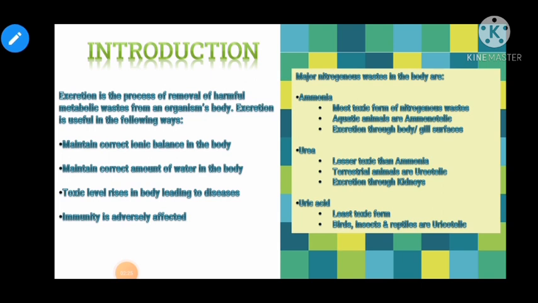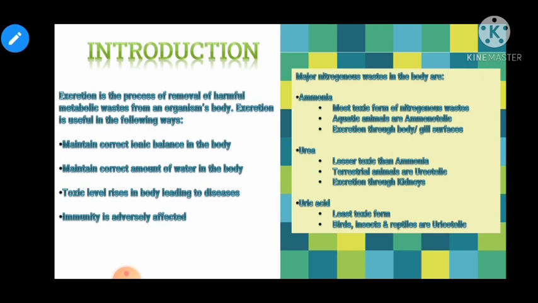So, the organisms which excrete ammonia are mostly aquatic organisms, aquatic amphibians, aquatic insects and fishes. So those organisms are ammonotelic in nature, and the process of excreting ammonia is ammonotelism.